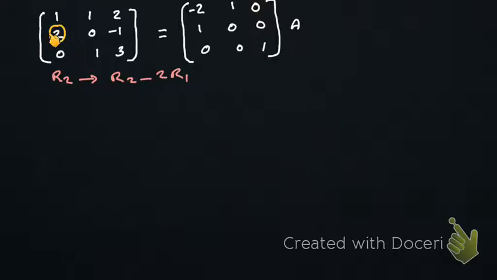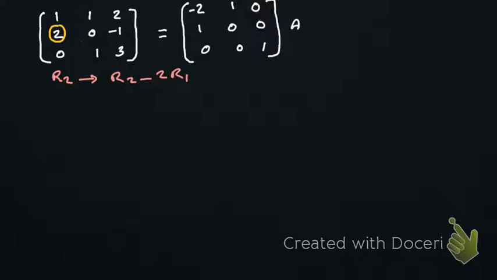What we are looking for is 0 in this position. For 2 to become 0, I should do 2 minus double of 1. So I will say second row changes to second row minus twice of first row. R2 changes to R2 minus double of R1. R2 changes to R2 minus twice of R1. So let's do that operation.